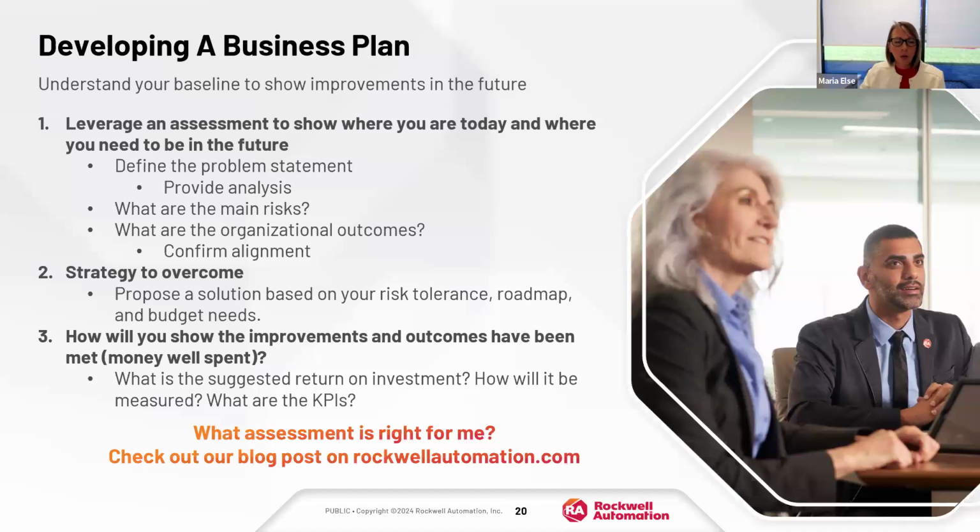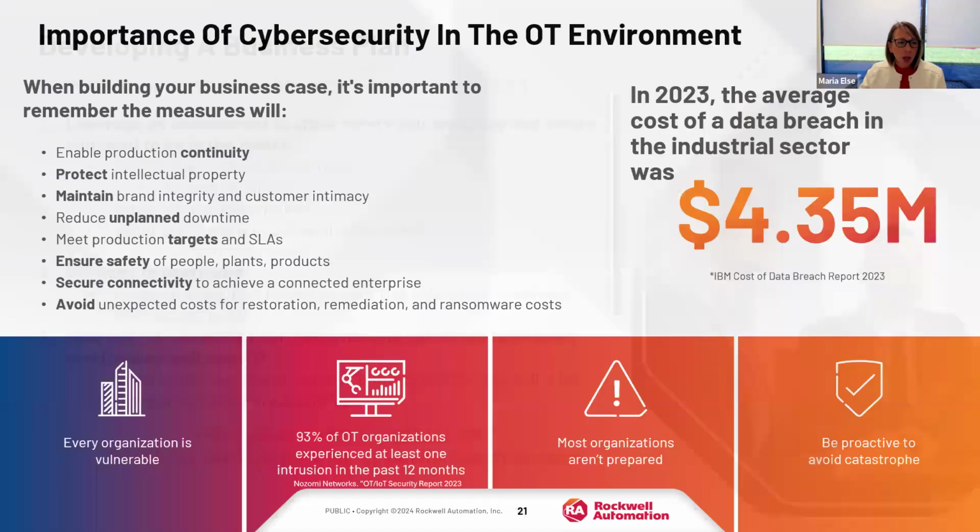Think about the risk tolerance that you've already defined. Think about the different budget requirements, what that roadmap is going to look like. And then how will you show those improvements? How are you going to measure your success of your investment? Because when you go back next year to ask for additional funds, if what you've invested in hasn't made a change or an improvement, then it's going to be more difficult to get your funds for your second year of your program and strategy.